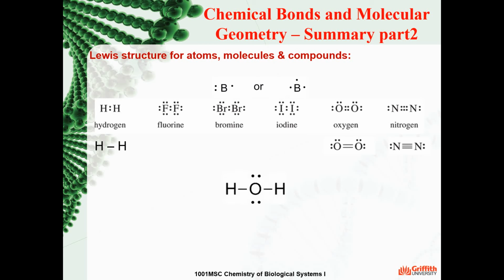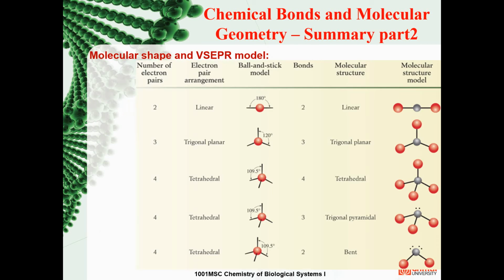After that, we learned how to draw a Lewis structure for a compound, and we covered the example of water. In the last part of Module 4, we learned how to determine the shape and polarity of compounds using the VSEPR model. So when there are 2 pairs of electrons and 2 bonds, the compound will be linear. Carbon dioxide was our example.